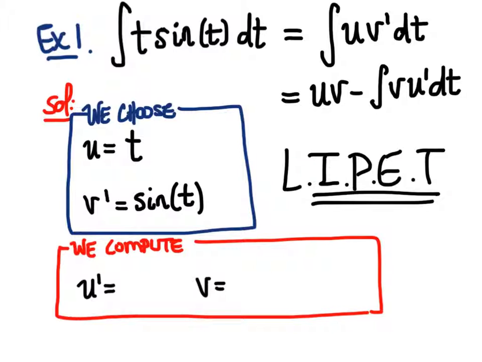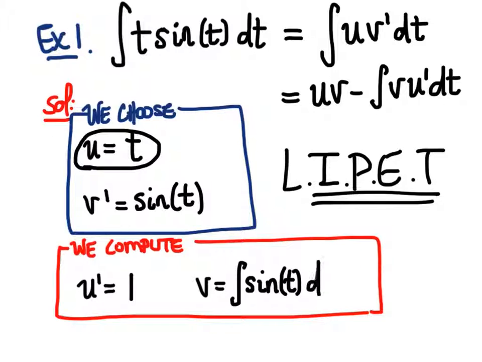Alright, so again, we just use LIPET as a mnemonic device to choose u. And v prime is what remains. And then, in order to use the formula for integration by parts, which is here, it looks like we need to find u prime and v, based on our choices for u and v prime. So to find u prime, you look at the formula for u, and we take a derivative. Very simply, we get 1. To find v, we're going to take an integral of our v prime formula, so the integral of sine of t with respect to t, and we know that we get negative cosine of t plus c, but we can drop the c in this case.